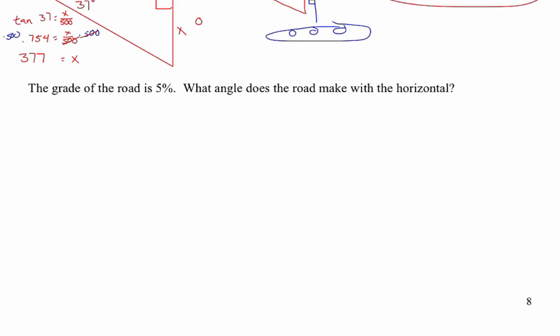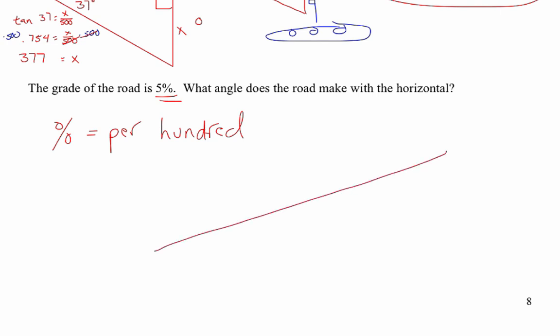In our third example, this is just a review of what grade of a road means. Grade of a road is always a percent, and percent means per 100. That's what it means. So when you draw this, imagine you have a road that is a hill. So you're driving up this hill. 5% grade means that for every 100 feet across, you're only going up 5. Essentially a slope. 5 over 100 would be your slope. But you are putting it in terms of percent, so 5%.